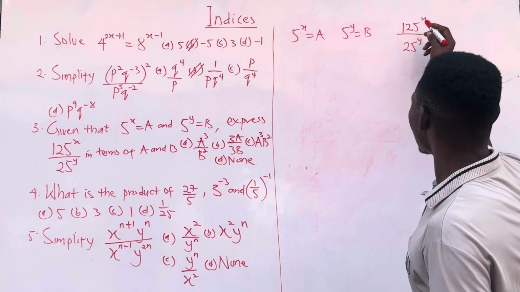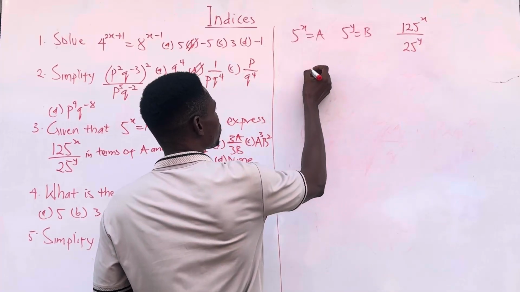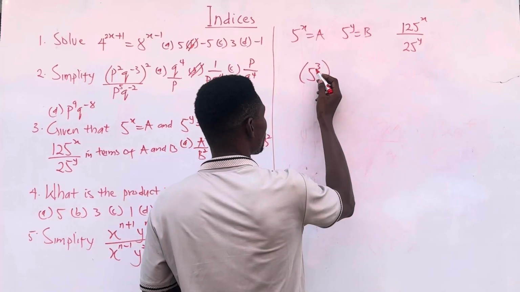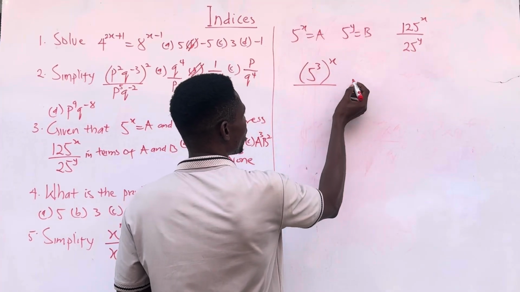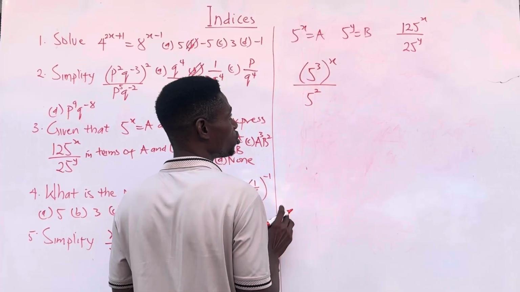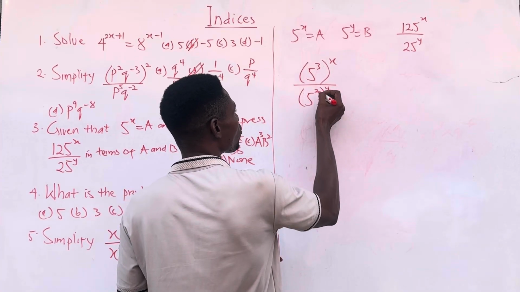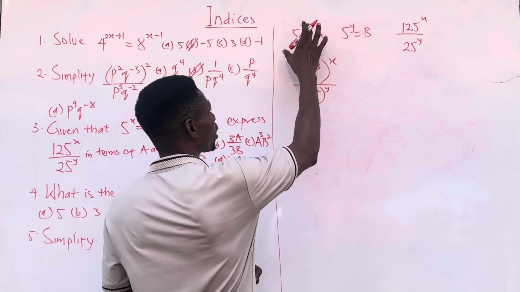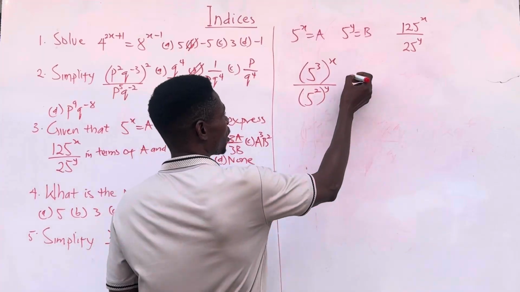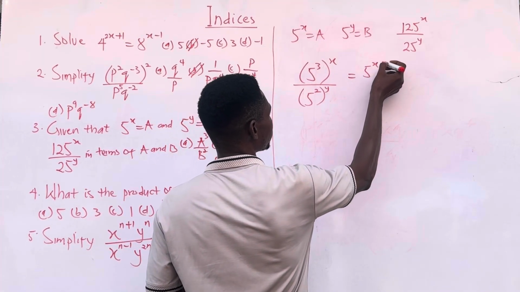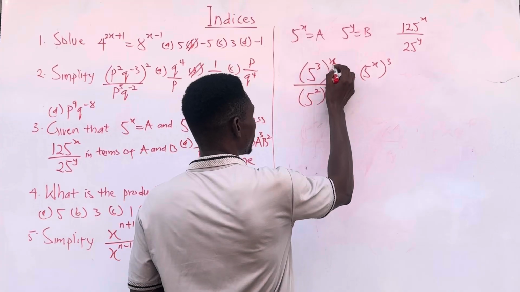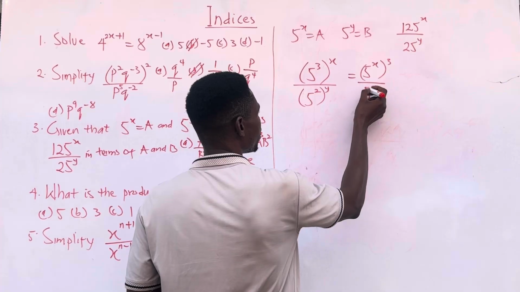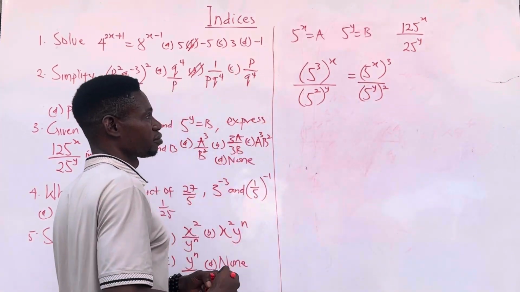Because 125 itself is 5 raised to the power 3, right? We have our x, divided by 25, that's 5 raised to the power 2, with a power of y there. Now, if you want to make this look like this, it can be 5 raised to the power x, all raised to 3. 3 times x and x times 3 are the same. So this one will be 5 raised to the power y, raised to the power 2.